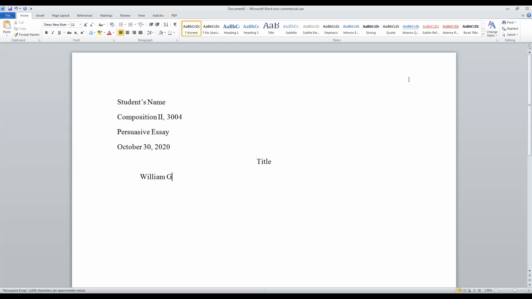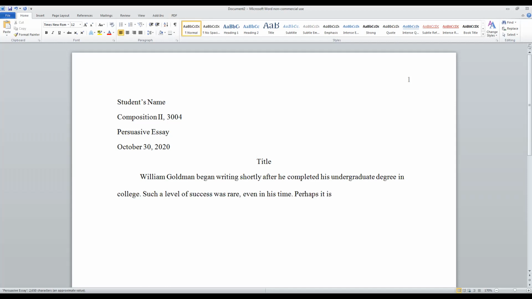William Goldman began writing shortly after he completed his undergraduate degree in college. Such a level of success was rare, even in his time. Perhaps it is this level of early success that spoiled him.